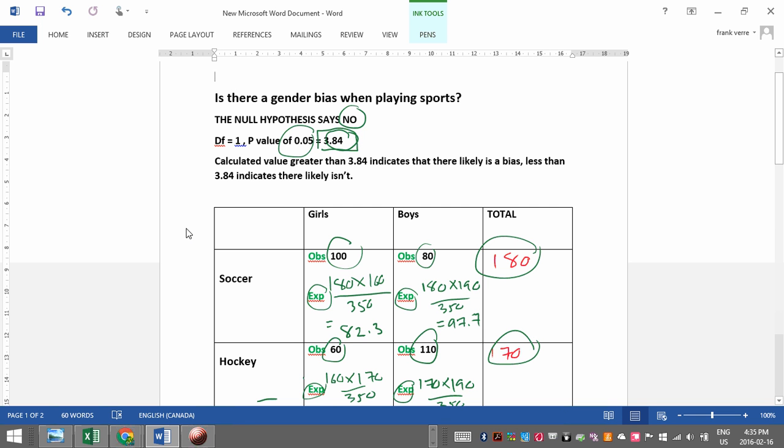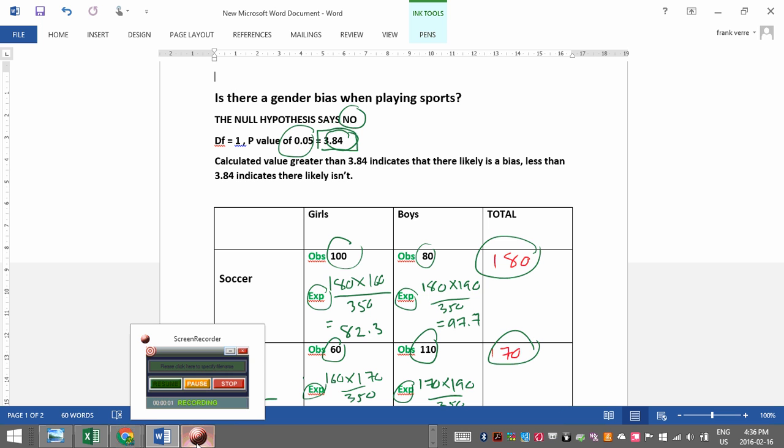Therefore, we can reject the null hypothesis and say with 95% certainty, in other words there's a 5% chance we could be wrong, but we can pretty confidently say that there is a gender bias, because that value is greater than 3.84. All right, that's a very simple explanation of the chi-squared test.